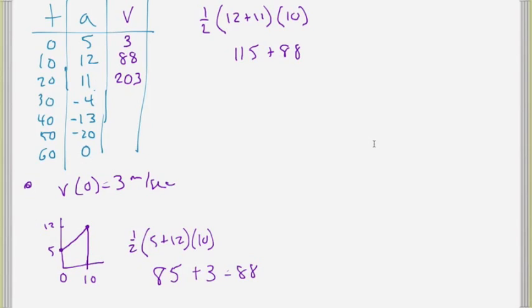Are you sure it's 115? Yeah, it is. That's what I have written in my notes, and I usually use a calculator when I do these. Does it say what kind of vehicle this is? It doesn't say, it just says object. It's a car. There's no way, this thing's cranking.